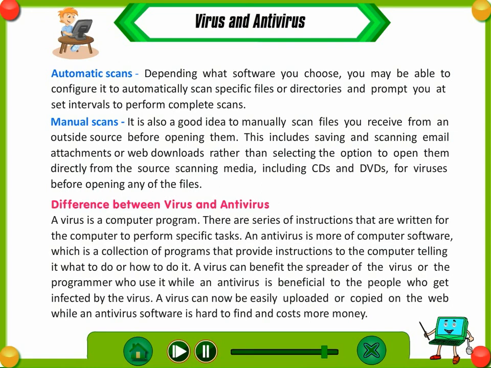Difference between virus and antivirus. A virus is a computer program. There are a series of instructions that are written for the computer to perform a specific task. An antivirus is more of a computer software, which is a collection of programs that provide instructions to the computer telling it what to do or how to do it. A virus can benefit the spreader of the virus or the programmer who uses it, while an antivirus is beneficial to the people who get infected by the virus. A virus can now be easily uploaded or copied on the web, while antivirus software is hard to find and costs more money.